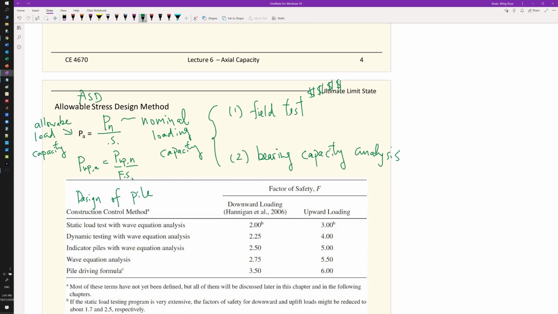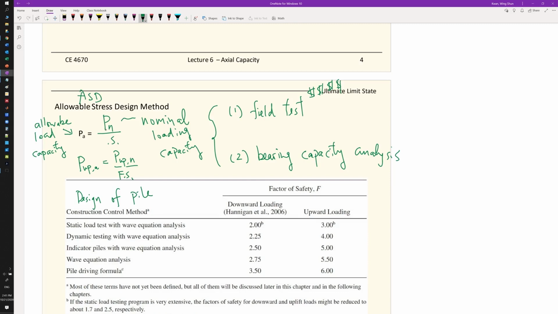So again, this ASD method is straightforward. You will come up with, for your design, this allowable loading capacity. You can imagine this will be highly integrated with the structural engineers, because the structural engineers will either hire the geotech, or the geotech and structural engineers will work together as subcontractors for the pile.